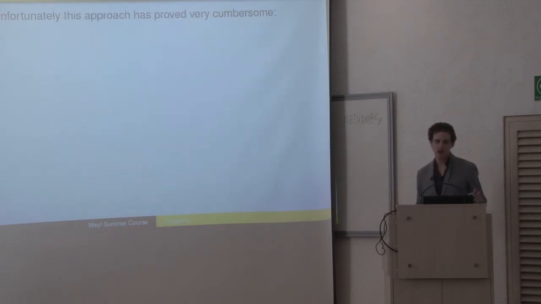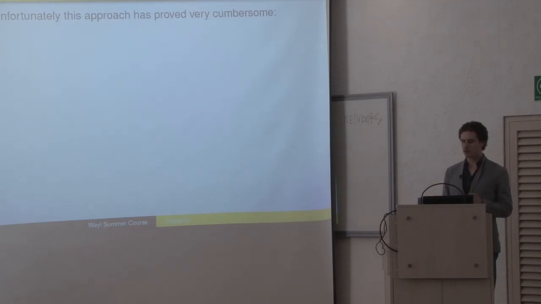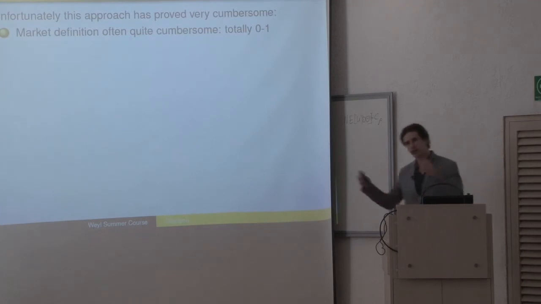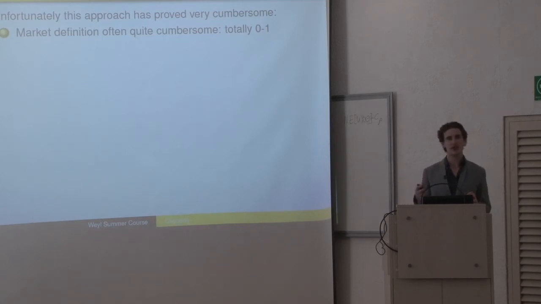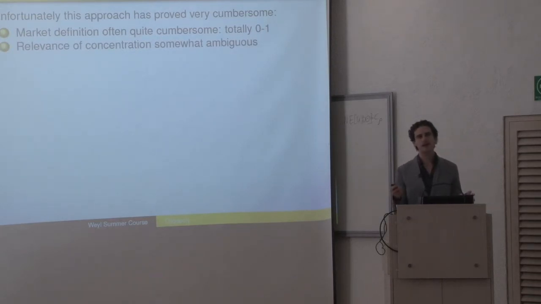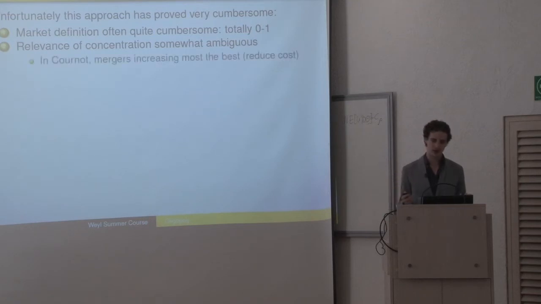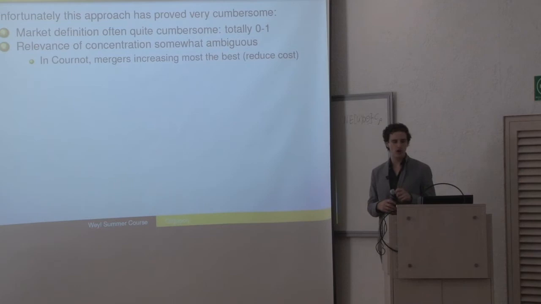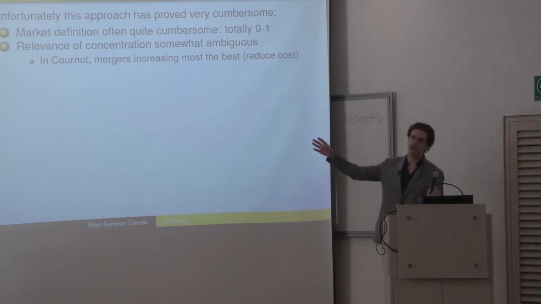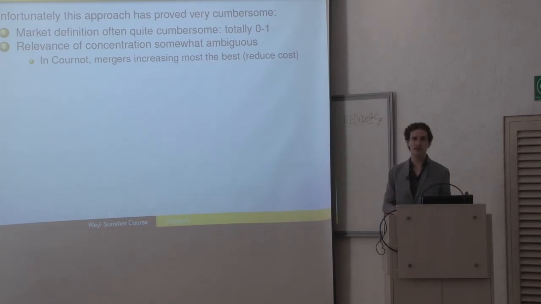OK. Now, unfortunately, this approach has proved very cumbersome in the real world. And the reason is that it requires that we say every product is either in the market or out of the market. But we know that in reality, some products are more similar to others than others are, right? You wouldn't have to go through the whole market definition process if that were the case, right? Second, it's not completely clear that the concentration is necessarily the relevant thing. How substitutable the products are might be the relevant thing. I mean, there's many things like that, right? And in fact, remember that in Cournot, the best mergers are the ones between a really big firm and a smaller firm, which might increase the concentration significantly.